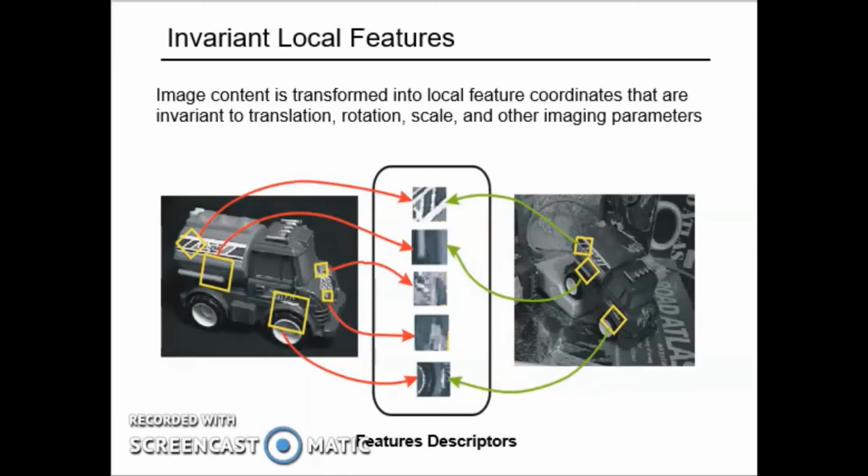Well, if these features are not invariant, matching is not a simple problem anymore, because we are going to get different features for the same image regions, and that creates a bigger problem for us. So this is an important requirement, that the features should be rotation, scale, and translation invariant.